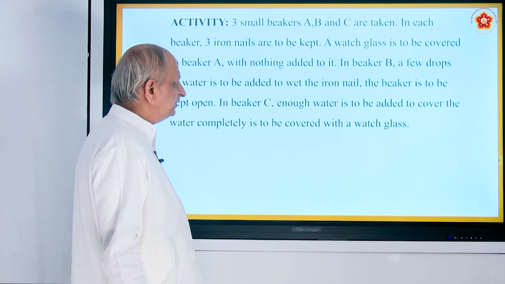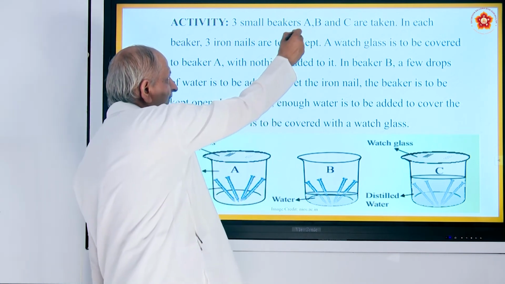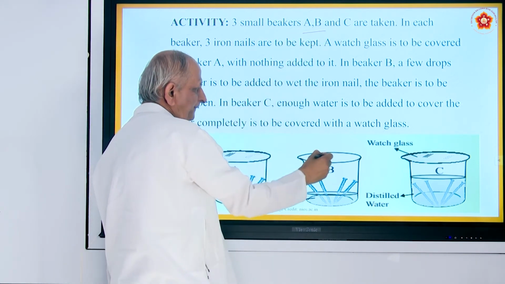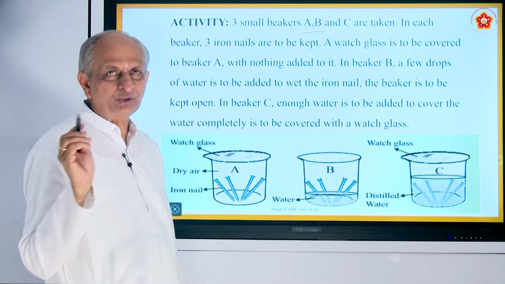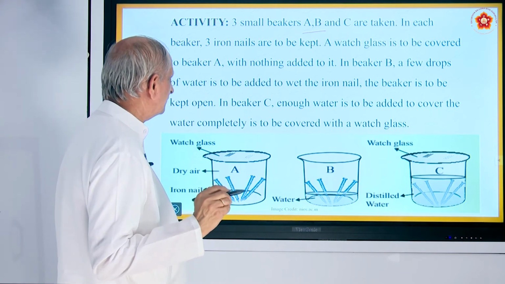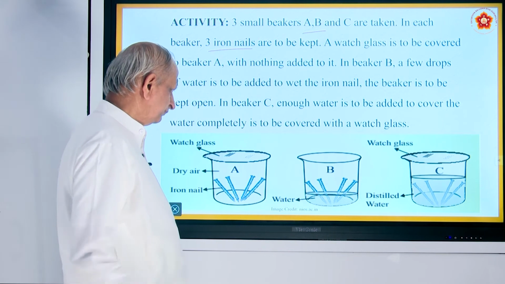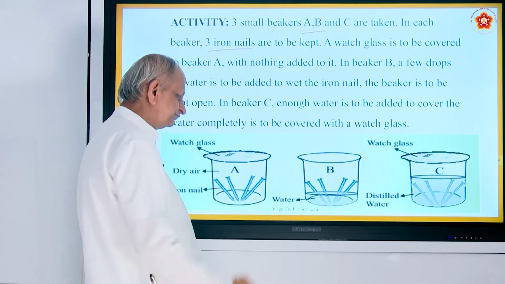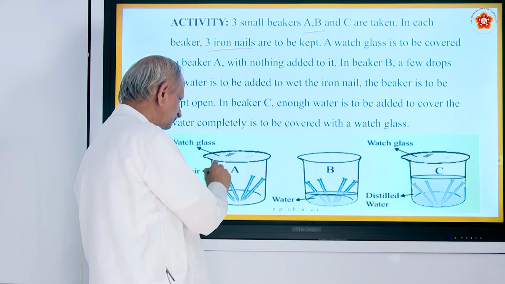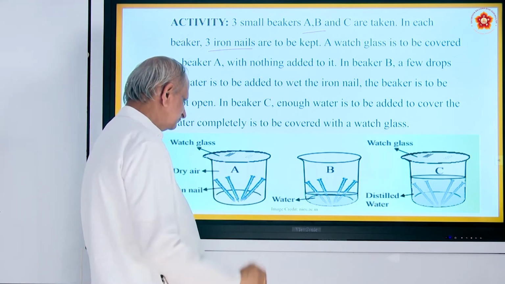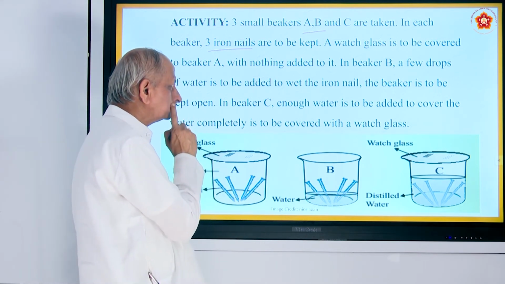For that, one small activity will do. In this activity, we will take 3 beakers, namely A, B and C. You can also do it at home. You might take 3 glass beakers, and you have to take iron nails. So these are iron nails. In the first case, there is no water. They are simply kept in the beaker but covered with a watch glass.